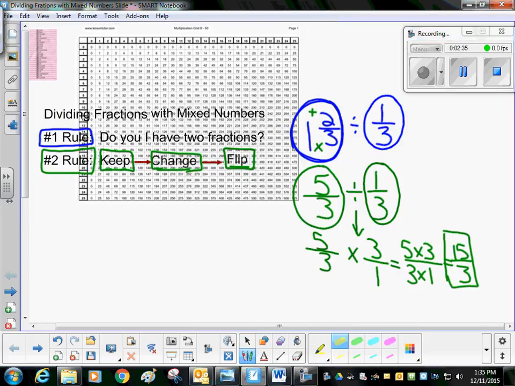how many groups of 3 do I have that can go into 15? Well, in this case, I actually see that 3 divides into 15 5 times. My final answer is 5, which we know is the same thing as 5 over 1, or I could just say 5.